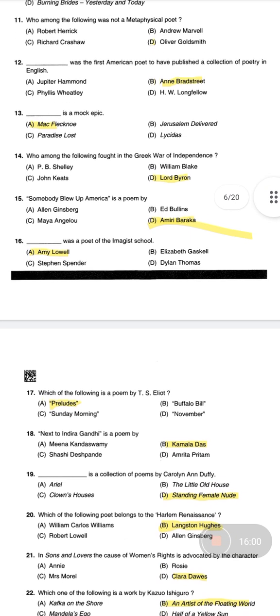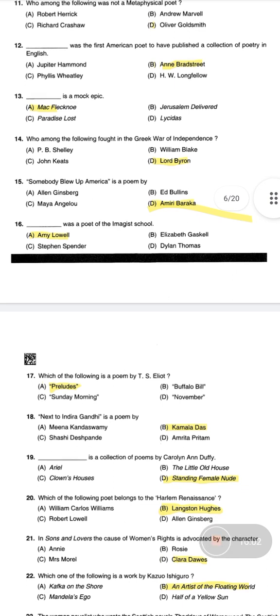Now our next question. Somebody Blew Up America is a poem by Amiri Baraka. What is Somebody Blew Up America? Somebody Blew Up America is written by Amiri Baraka. You have to keep in mind who the author of it is. It is written by Amiri Baraka.